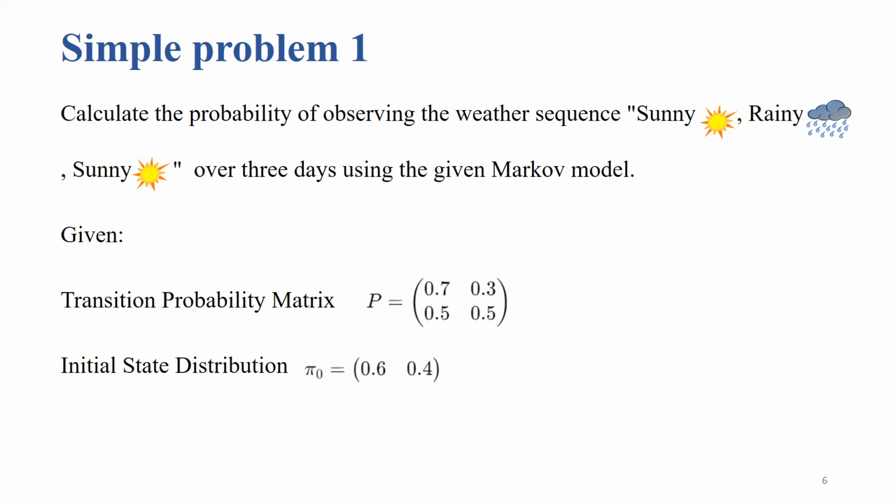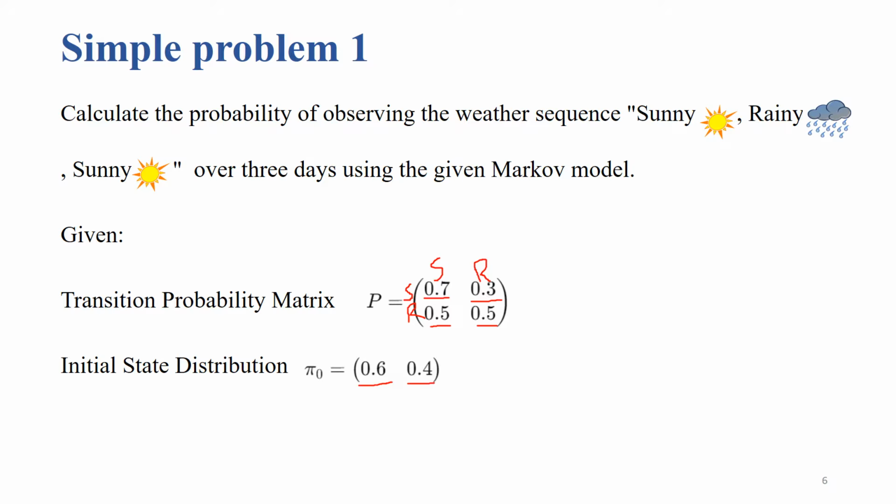In the transition probability matrix, this is for sunny and this is for rainy. So likewise, this is for sunny and this is for rainy. The transition from sunny to sunny, the probability is 0.7. From sunny to rainy is 0.3. From rainy to sunny is 0.5. From rainy to rainy, it's 0.5. The initial state distribution, for sunny state it's 0.6 and for rainy state it's 0.4.